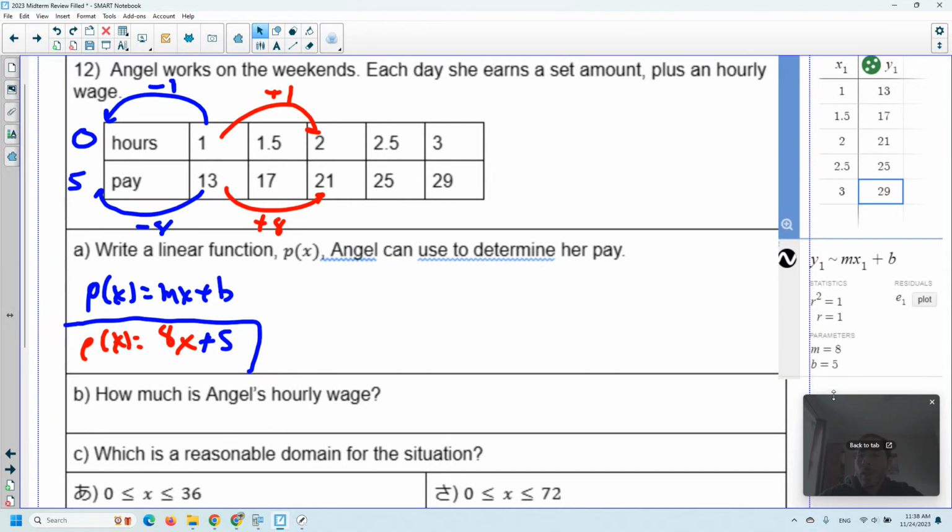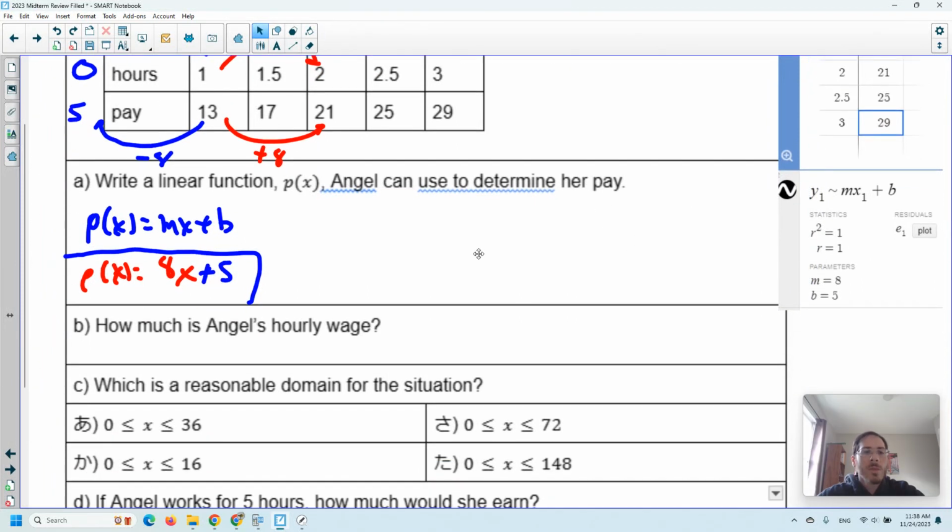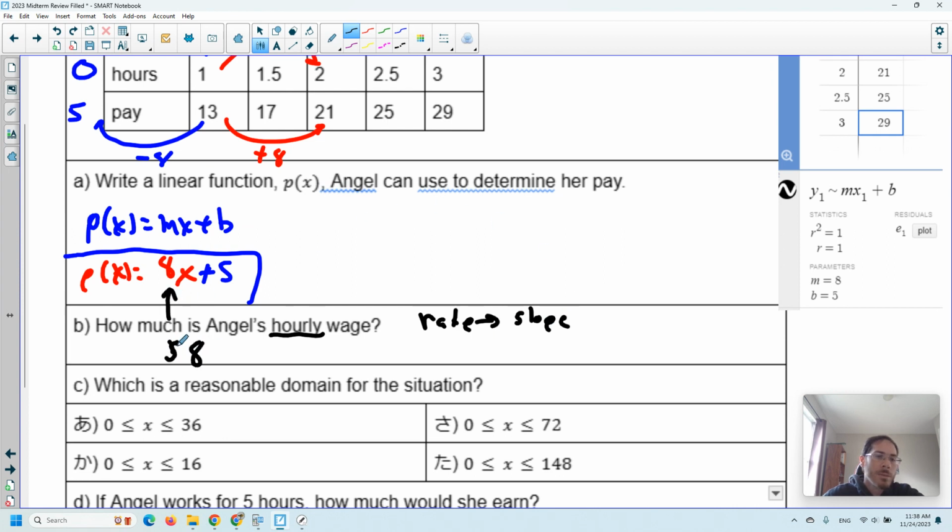So there we go. All right, part B, how much is Angel's hourly wage? Now we need to actually analyze her equation here. So the hourly wage is how much she gets every hour. So hourly wage is a rate, which means this is the slope. So all I got to do is find the slope. It's 8. So she gets paid $8 an hour for this job.